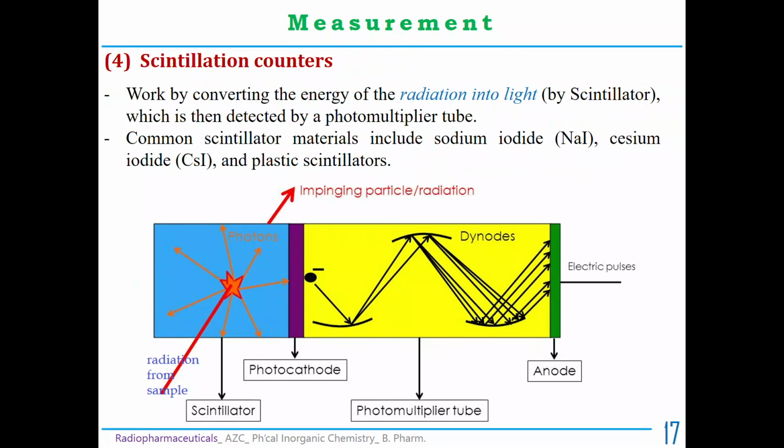Scintillation counters work by converting the energy of the radiation into light by a scintillator, which is then detected by a photomultiplier tube. Common scintillator materials include sodium iodide, cesium iodide, and plastic scintillators.